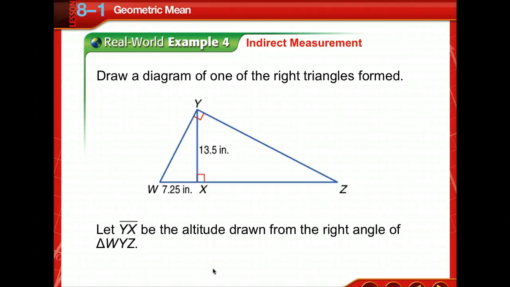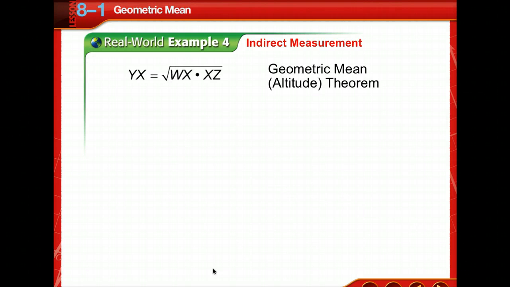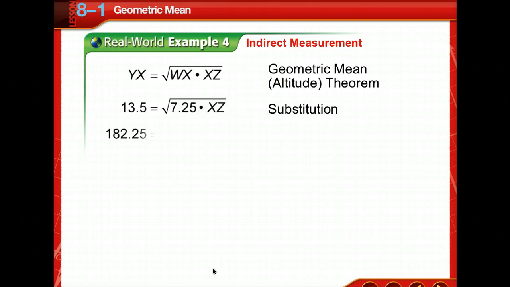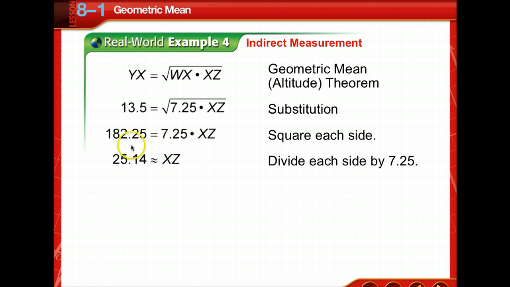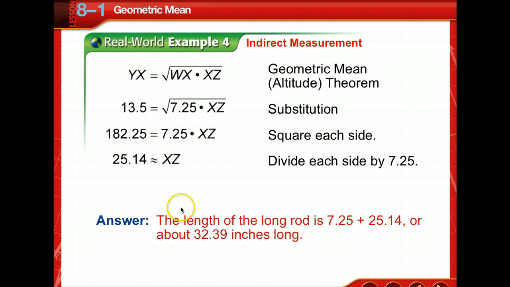We're letting YX be the altitude drawn. So YX is equal to the square root of WX times XZ. We put the numbers in instead. Notice to go from this step to this one, we simply had to square both sides. Then we divide both sides by 7.25, so XZ is approximately equal to 25.14. Now the length of the long rod would be 7.25 plus 25.14, or about 32.39 inches long.